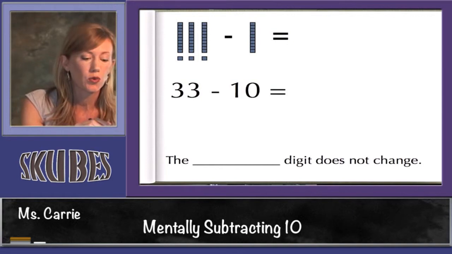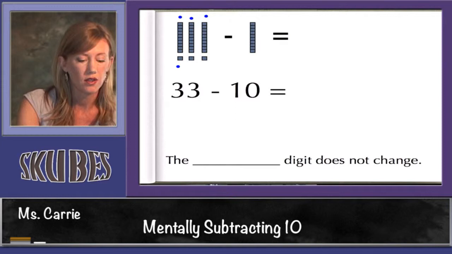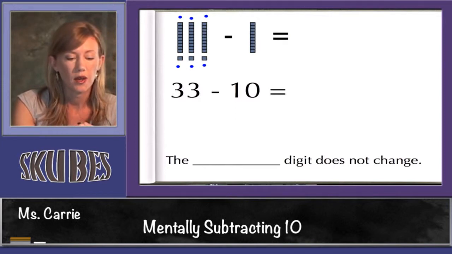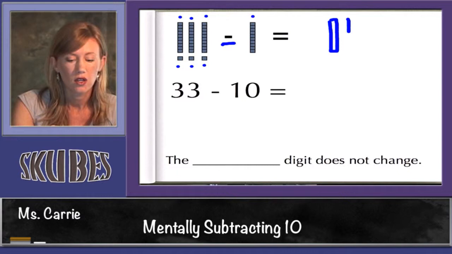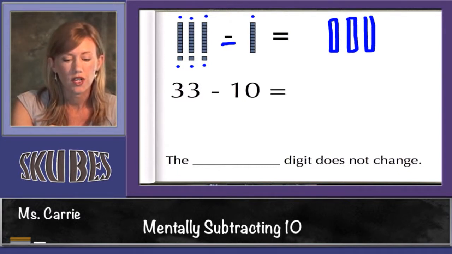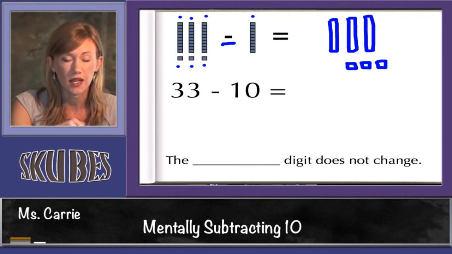In this first picture, we have 10, 20, 30, 31, 32, 33 minus 10. Let's draw that out on the other side. We said we had 10, 20, 30, 31, 32, 33, and we're going to minus a 10.